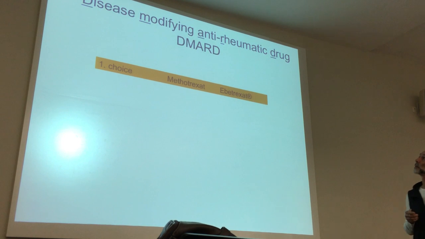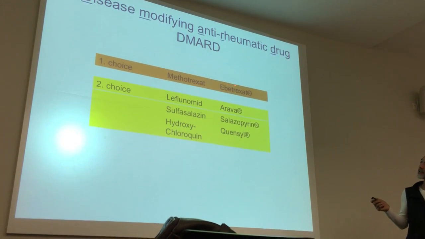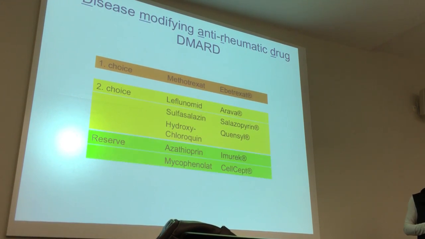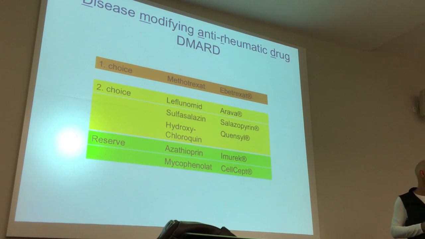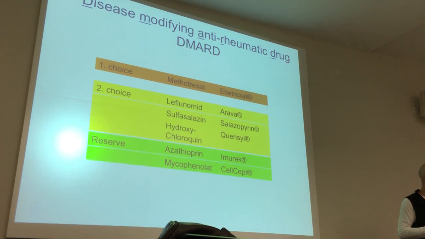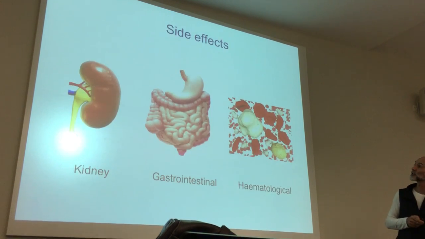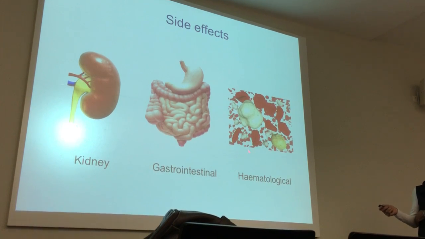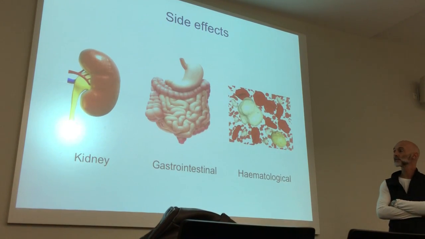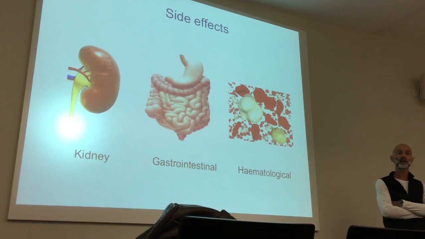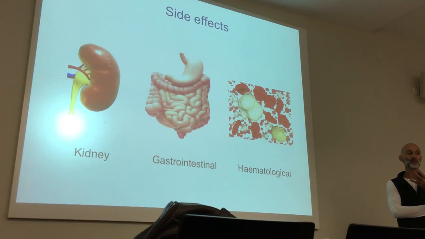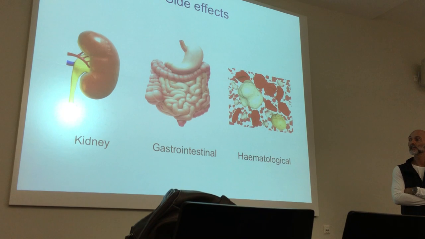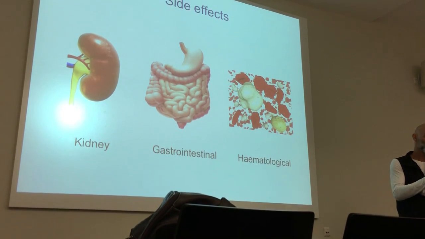So if we talk about these DMARDs, the first choice nowadays is still methotrexate. The second choice for these patients would be leflunomide, for example, or sulfasalazine or hydroxychloroquine. And then we also have this reserve synthetic DMARD. Unfortunately, also these conventional synthetic DMARDs have side effects, gastrointestinal side effects, hematological side effects leading to leukopenia, so a diminishing or drop in leukocyte counts. On the one hand, that's something you want to see with these drugs because some of your inflammatory cells are reduced. On the other side, of course, this can also lead you to certain troubles.